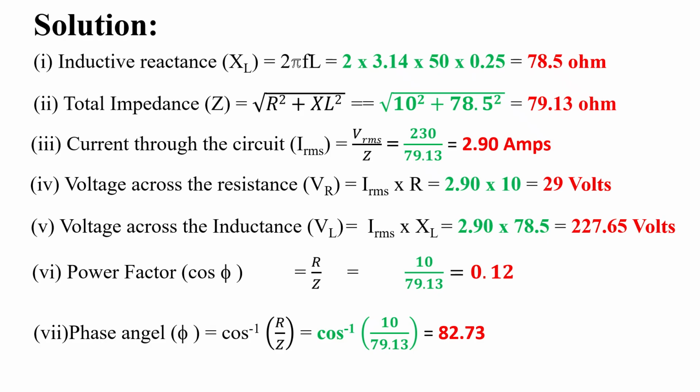So the total impedance Z equal to root of R square plus XL square. So we know the R value is 10 square. Then XL value equal to 78.5 square. So after calculating it will be 79.13 ohms.